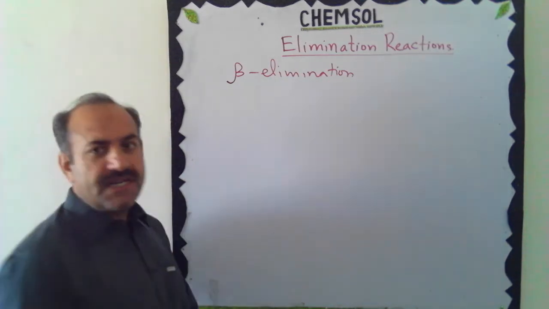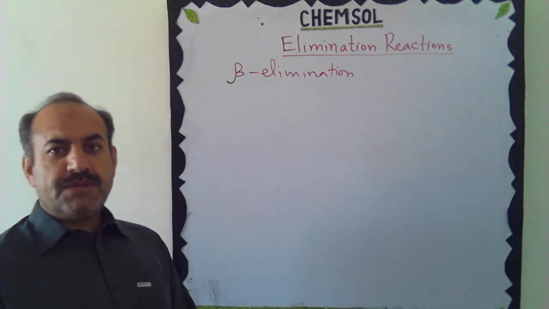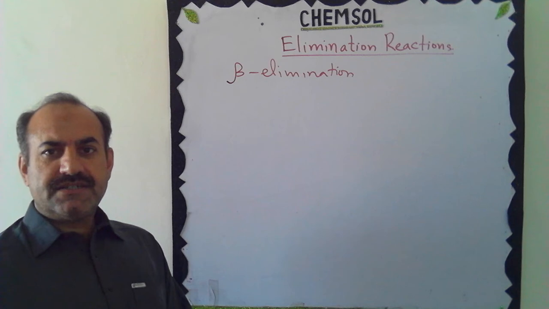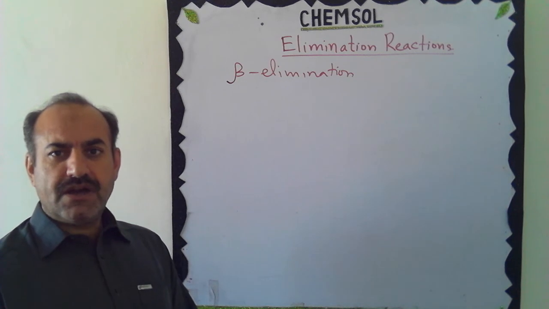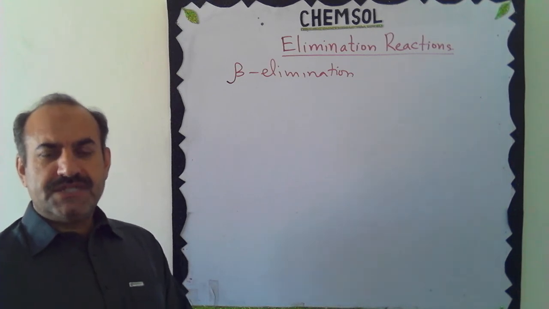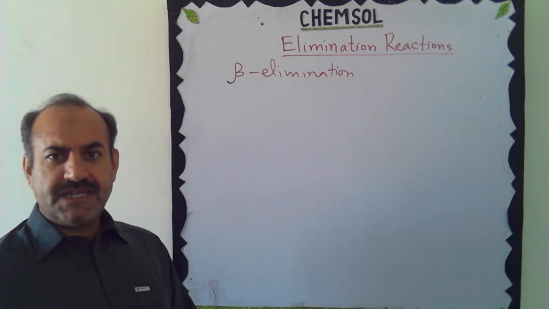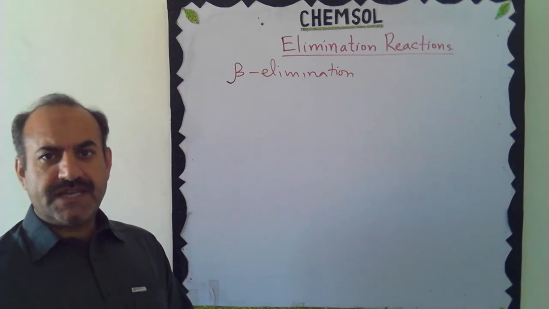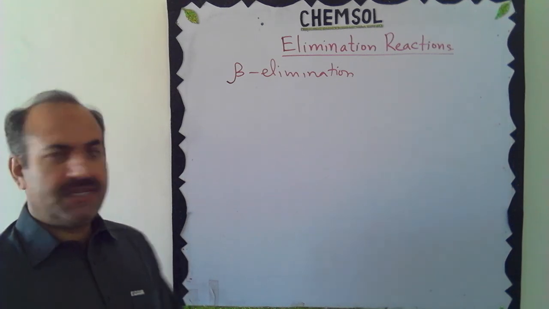Why is this called beta elimination? This is because if a beta hydrogen is present in a molecule along with a leaving group, then this beta hydrogen is also eliminated and a double bond is produced. That is why it is called a beta elimination.